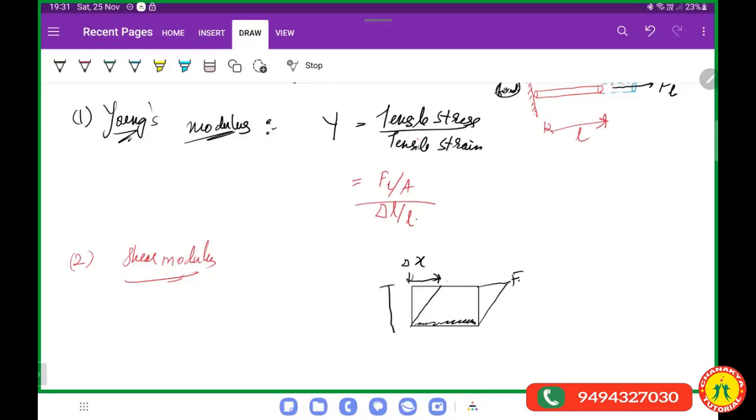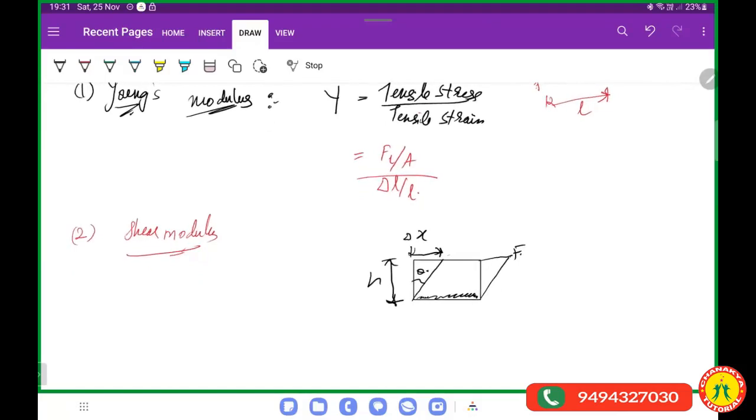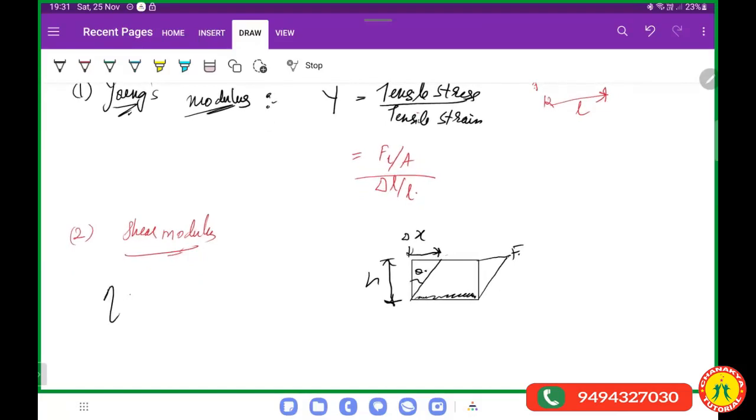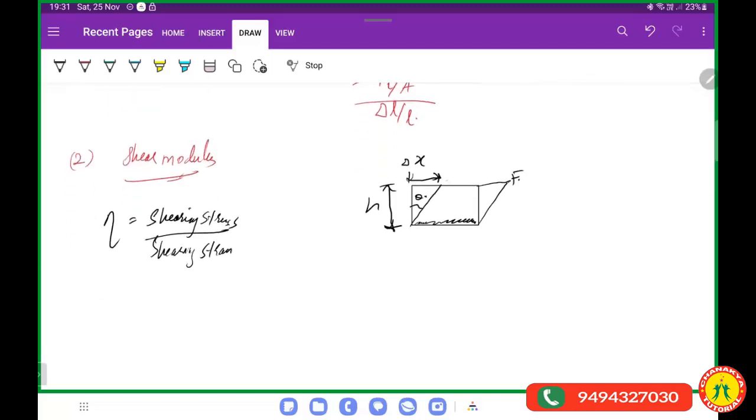Okay, so this is your height, h, and theta. Now shear modulus: shearing stress by shearing strain, same thing. So this force F, divided by capital A of this area, then delta x divided by h.